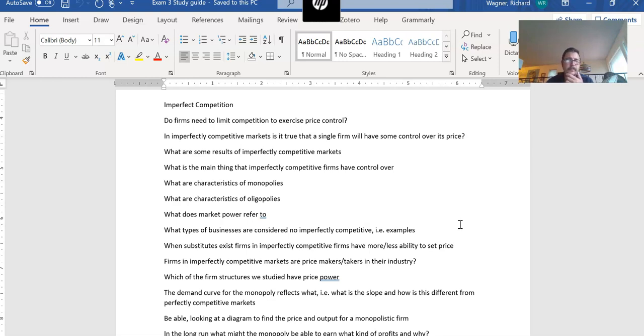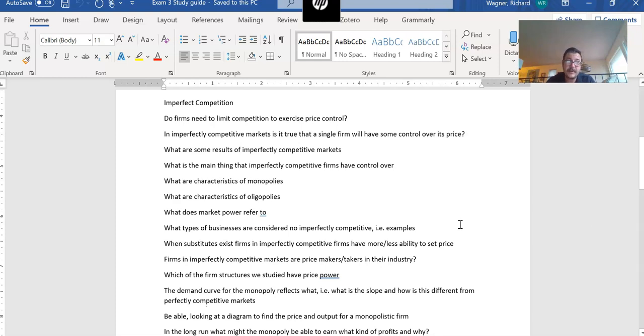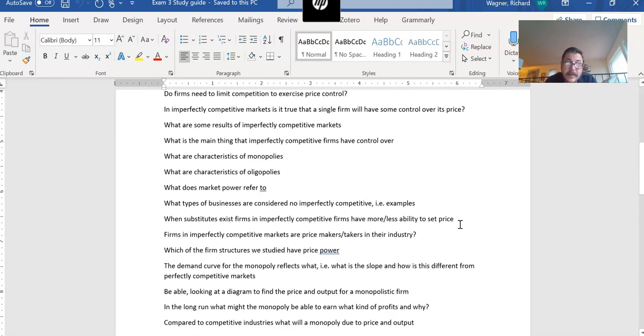Okay, when substitutes exist, do firms in imperfectly competitive markets have more or less ability to set price? Okay, so when there's choice, when customers have an ability to choose across lots of different possible ways to get whatever they're needing, then that actually lessens the firm's ability to have price power, right? They have less power because customers know that they can go other places. So when there's more substitutes, they have less of an ability to set the price as much as they want to. There's more possibilities for those customers.